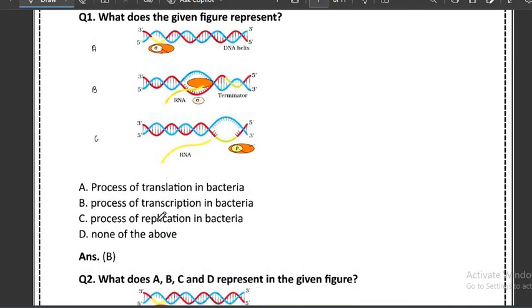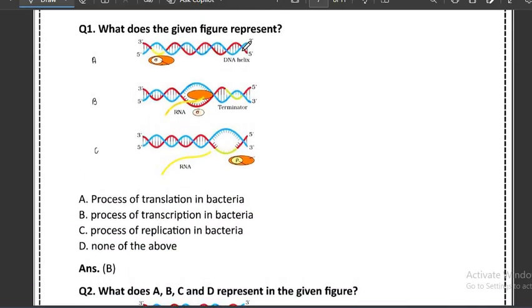Next question, what does the given figure represent? Process of translation in a bacteria, process of transcription in a bacteria, process of replication in a bacteria, none of them. Option B is correct. Process of transcription in a bacteria.